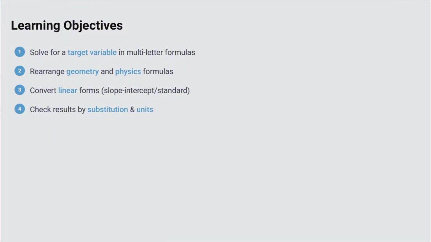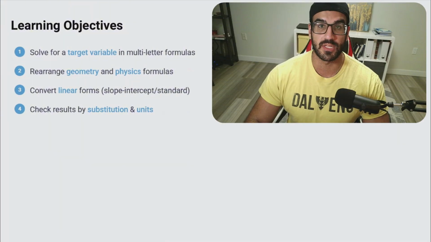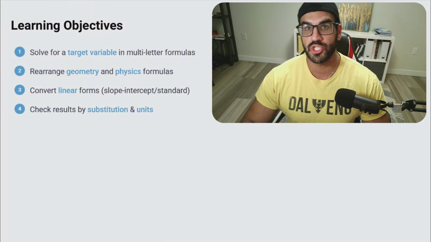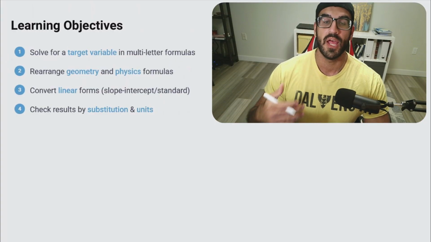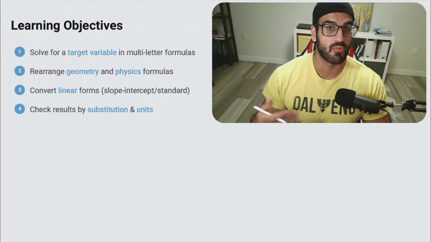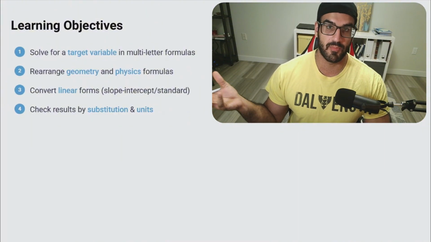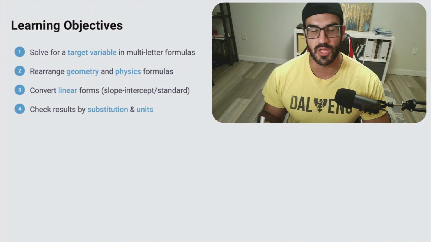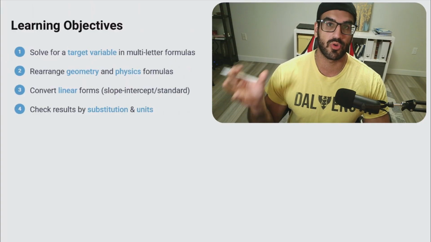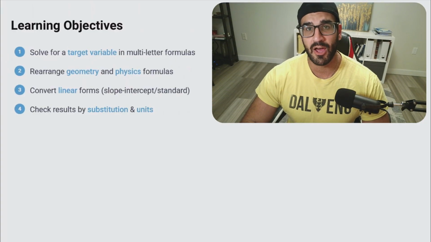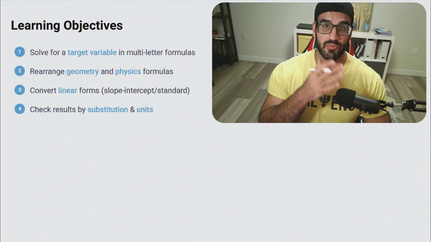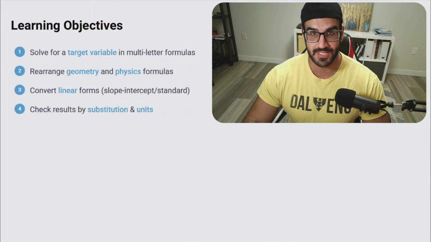And at the end, we are going to check the result by substitution and units. If you remember from the equations, I told you that if you want to make sure your answer is right, whatever we found as numbers, we substitute into our equation to make sure the right and left sides are the same.